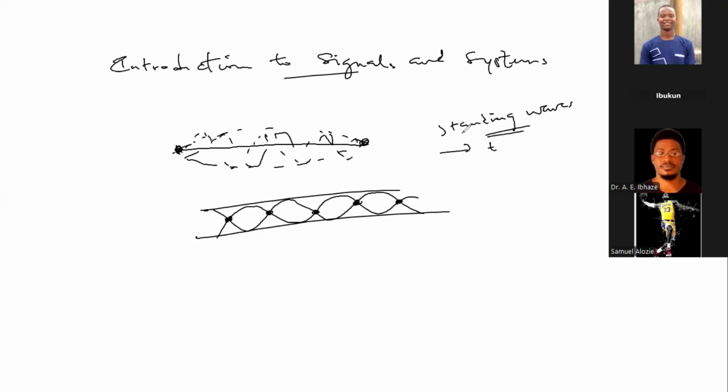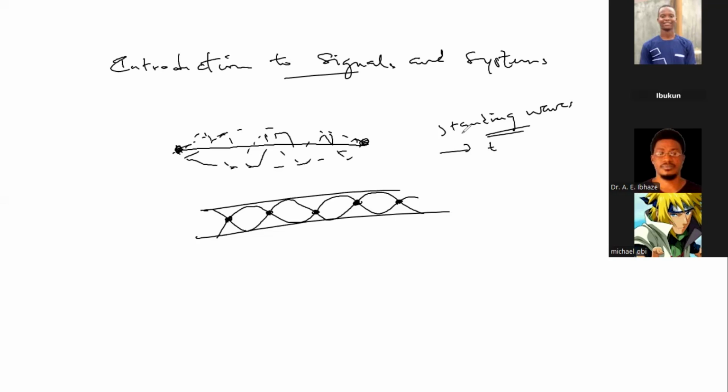So if a wave must be in motion, or can we have stationary waves? And if we call them stationary waves, yes, we have stationary waves. So if we call them stationary waves, can we say they are still signals? And what makes them signals if they are still signals?